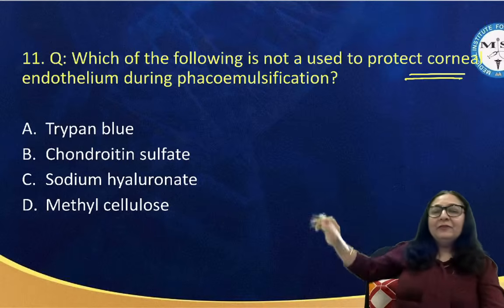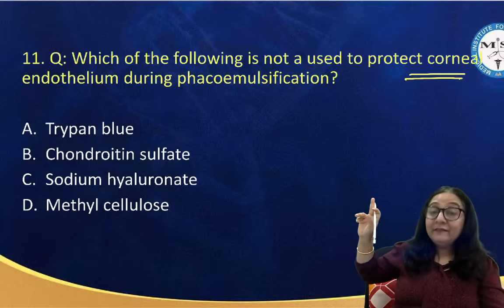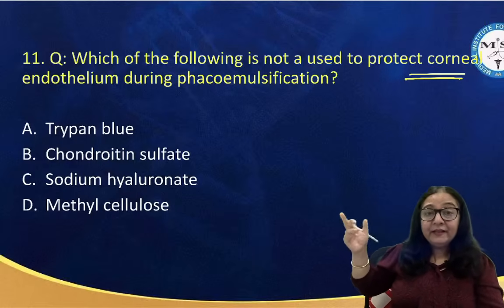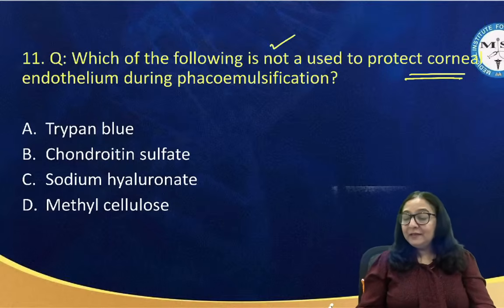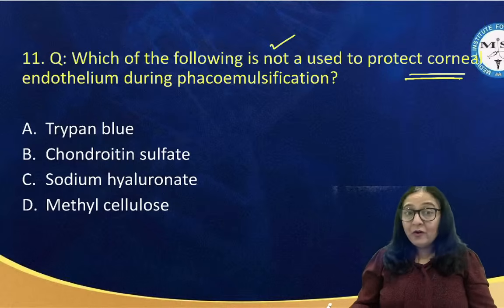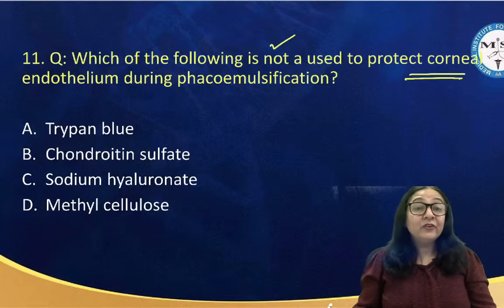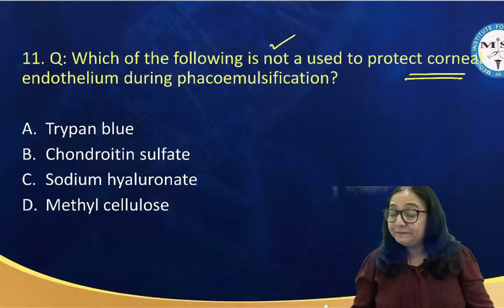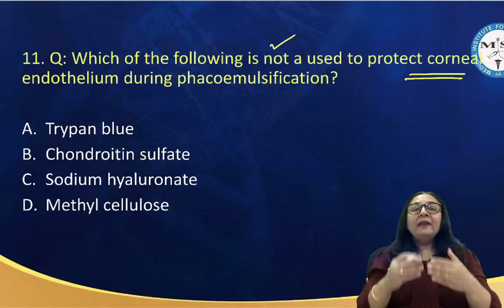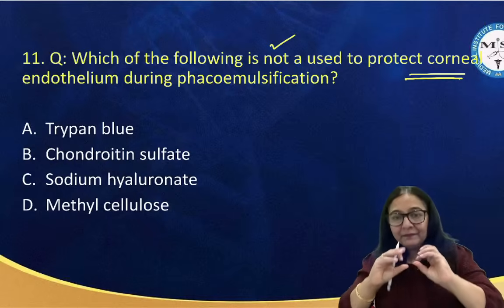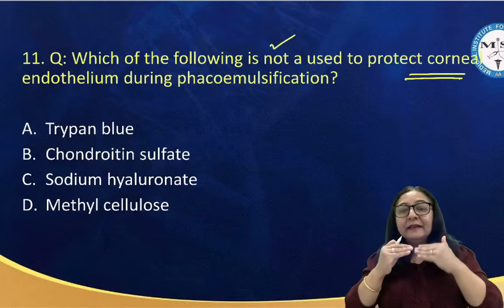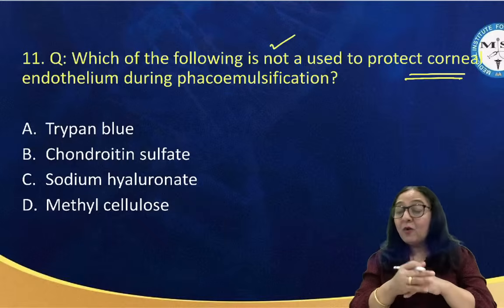You are very right. So coming to this, during phacoemulsification, that is during cataract surgery, which of the following is not used to protect the corneal endothelium? Your choices are trypan blue, chondroitin sulfate, sodium hyaluronate, methylcellulose. So why do we need to protect the corneal endothelium? I just told you in the beginning that at the time of cataract surgery there is some amount of minimal trauma to the corneal endothelium.